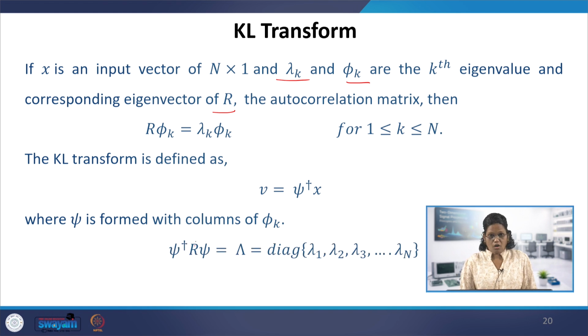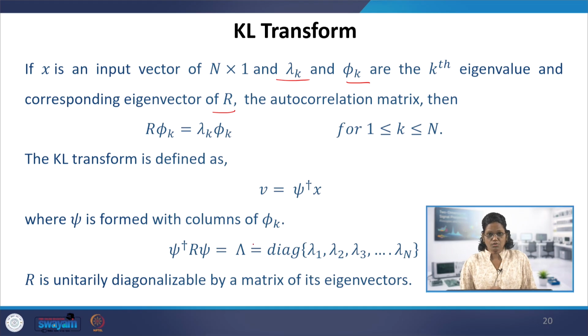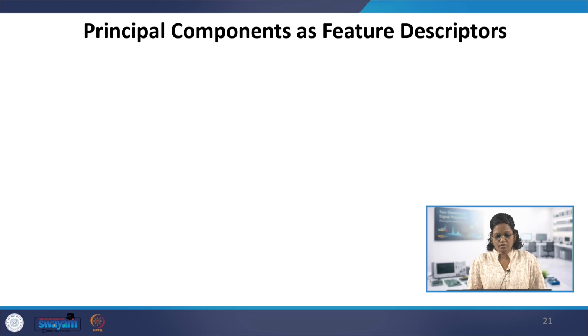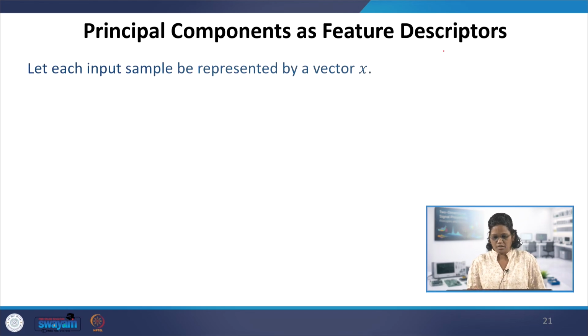So R, the autocorrelation matrix, is unitarily diagonalizable by psi dagger, giving a diagonal matrix with lambda 1 to lambda n. What is the use of all this? R is unitarily diagonalizable by the matrix of its eigenvectors. If we take this as a principal component, what is the relation, and how can it be used as a feature descriptor?